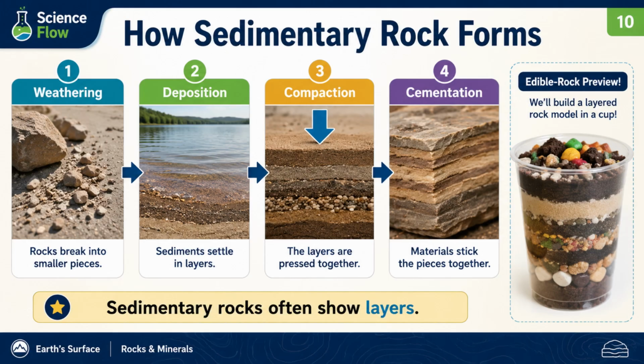Sedimentary rock begins with weathering, when larger rocks break into smaller pieces. These pieces are called sediments. During deposition, the sediments settle in layers. As more layers build up, they become pressed together through compaction. Minerals or other materials then act like cement and hold the pieces together. Key idea: sedimentary rocks often have visible layers.